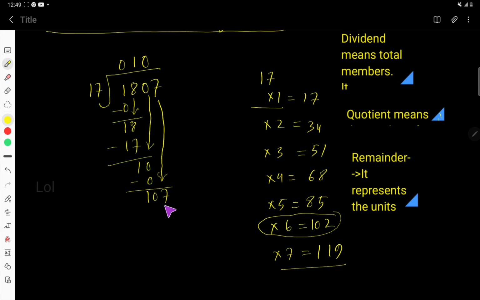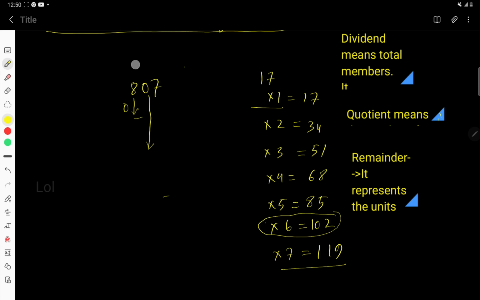So 17 goes into 107 6 times. 6 times, right? 6 times 17, that gives us 102. If you subtract, then what will happen? Okay, 5, right? Your remainder is 5. So this 0 doesn't have any value, so you can write the remainder here, remainder 5, right? So this is your result. Okay, so let us take another example so that you can have clear knowledge, right?